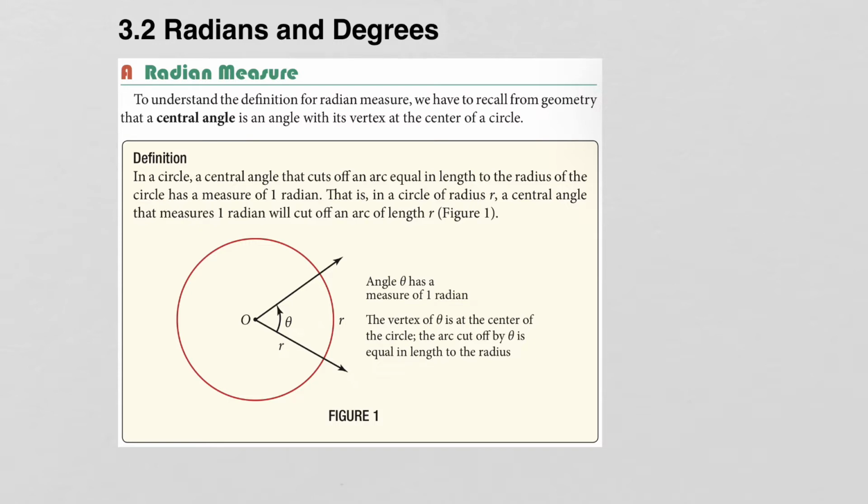So remember that a central angle is an angle with its vertex at the center of a circle. So here we have a circle, and we have some central angle theta, and the circle has a radius of r. So in this circle, a central angle that cuts off an arc that is equal in length to the radius of the circle is a measure of one radian. So if you have an angle here and the arc that is cut off by that angle, if the length of this arc is equal to the radius of the circle, we say this angle theta is equal to one radian. So quite literally, the word radian comes from the word radius.